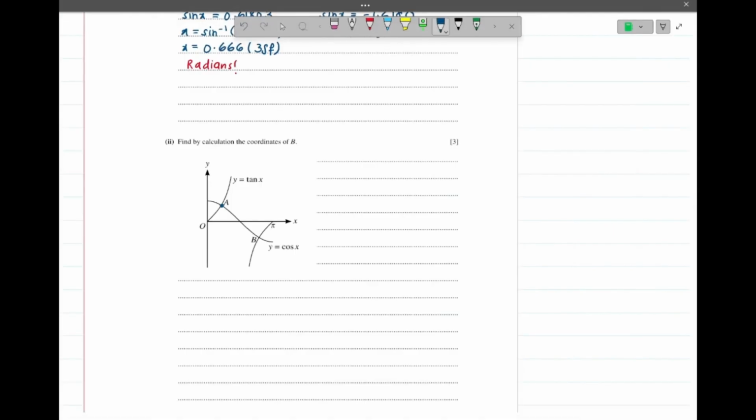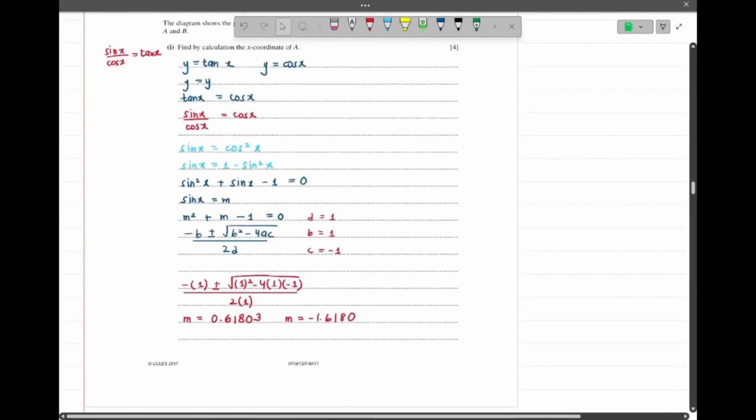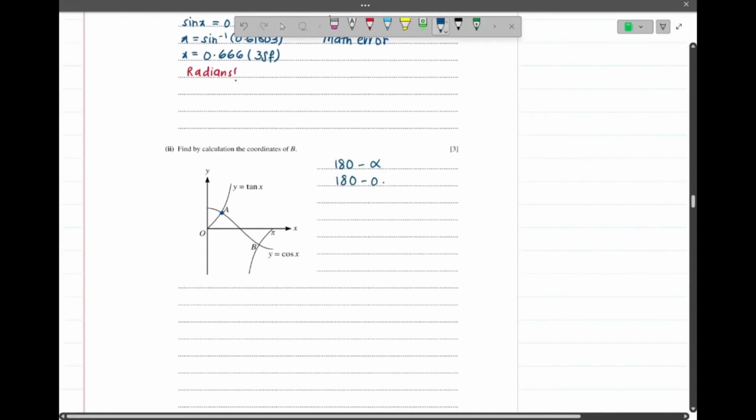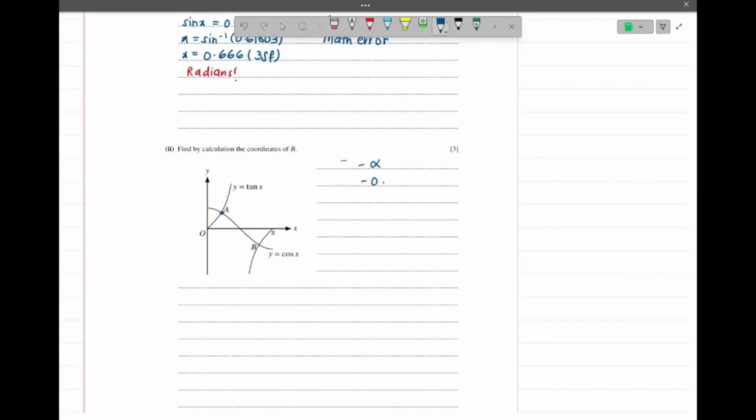Okay, now moving on to the second part, it says find the coordinates of B. You can see that B lies in the second quadrant, and in the second quadrant, you need to remember that the angle is 180 minus the basic angle. The basic angle is something that we've already figured out in the part above. The basic angle was 0.66. So that's what I'll do here as well. But remember that we're dealing with radians, so it's not going to be 180, it's going to be pi. That gives 2.4753. I can round this off to three significant figures, that's going to be 2.48.